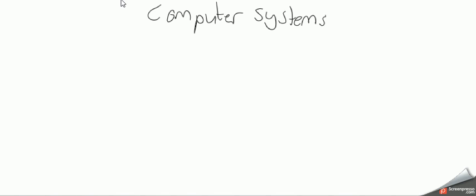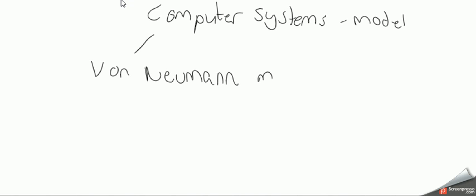Ladies and gentlemen, so we're going to be looking at a concept called computer systems. Now, computer systems have different makes, different types, different models. And the model which we're going to be looking at is called the von Neumann model of a computer system, which is basically like the Nike or Nike, depending on where you come from, and the Adidas of computer systems. So we're going to be looking at von Neumann.